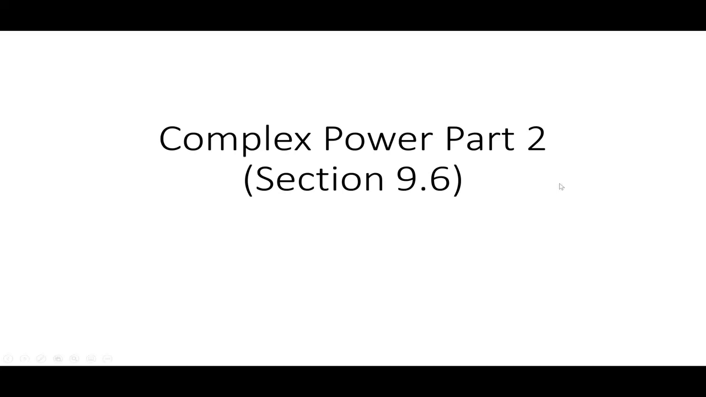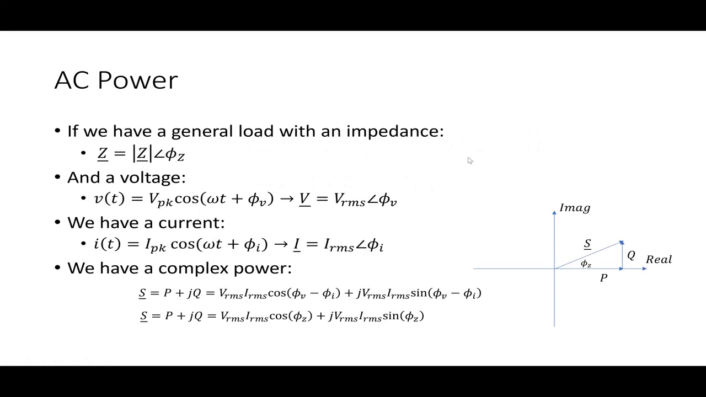All right, let's talk a little bit more in the second part of the video here about complex power again, because it's really important. So as I said before, if I have a general impedance, just any impedance could have some resistance, inductance, capacitance. That impedance has a magnitude and an angle. Okay. So in the time domain, we have a voltage that's written out like this. So it's got a peak voltage, V peak, cosine omega t plus phi sub v.